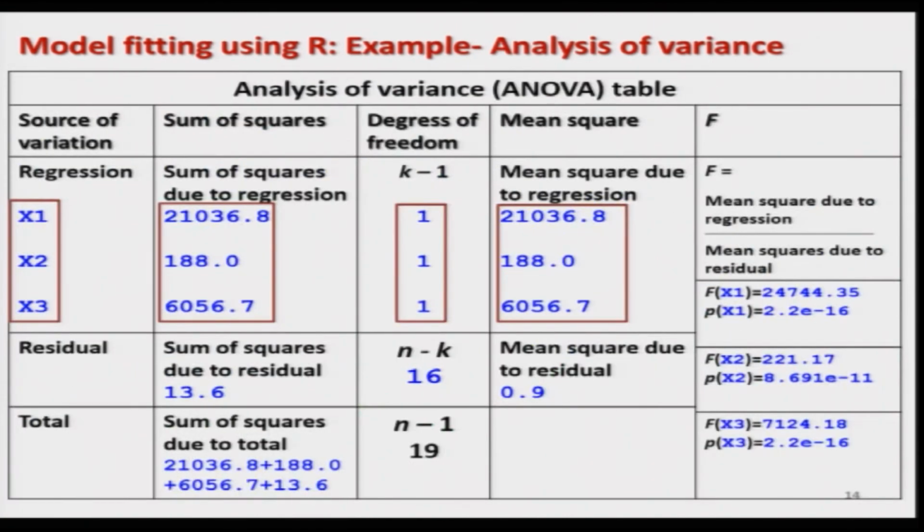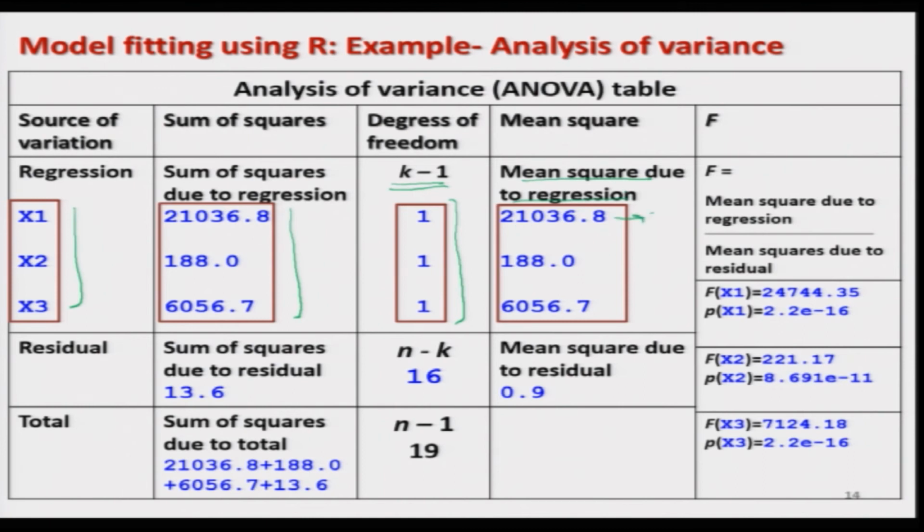So, here I have written all the values of the ANOVA table. The sum of square due to regression is obtained by x1, x2, x3. You can see here that there are 4 values related to x1, x2, x3 and beta 0. So, k is here 4. So, k minus 1 becomes here 3, and this 3 has been divided into 1, 1, 1. And now corresponding to each of these x1, x2, x3, the mean square due to regression is obtained.